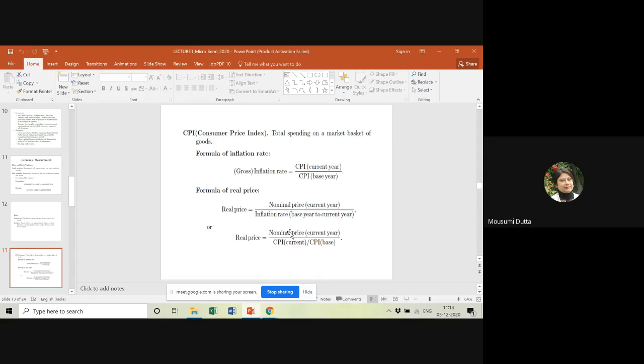So real price is equal to nominal price divided by consumer price index, current period, divided by consumer price index, base period. And remember, what is CPI? It is the total spending on the market basket of goods.